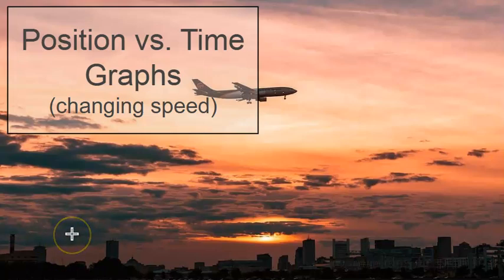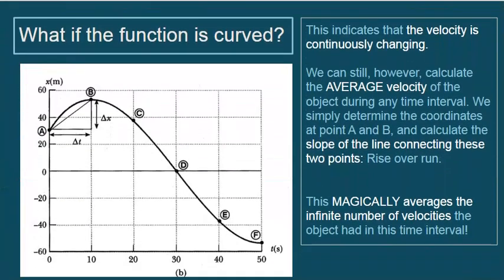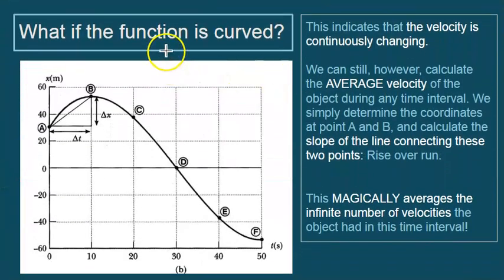All right, so plot number one was constant speed, pretty straightforward. We want to get more complicated and more interesting, so we're going to think about what position versus time graphs look like if the speed is changing. If the speed is changing, the function is going to be curved. So it's going to be a function, but it's going to be curved. This indicates that the velocity is continuously changing, like every infinitesimal timestamp is different from the previous.